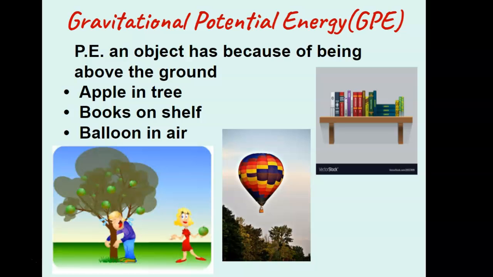Those books have the potential energy to possibly fall off of the shelf and be pulled to the ground by gravity. And the last one is a balloon in the air. So as you look at the balloon in the air, notice that it has potential energy because it is above the ground and has the potential to be able to be pulled back to the ground by gravity.